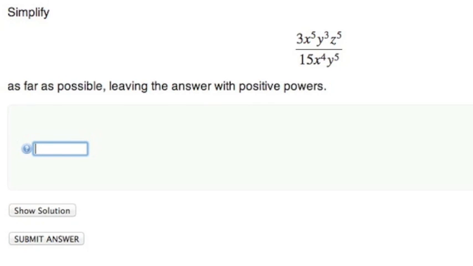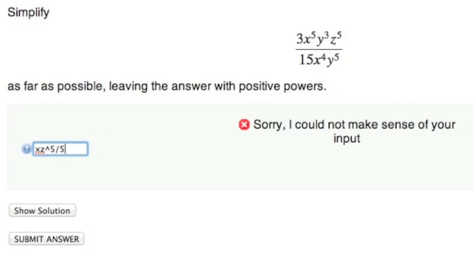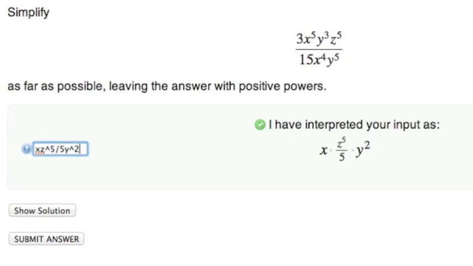If I want to simplify the expression shown in this question, the answer I need to get to is x multiplied by z to the power 5, divided by 5 times y squared. Note that I use the hat or caret symbol to show a power.